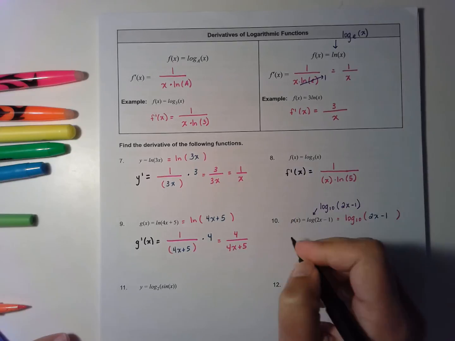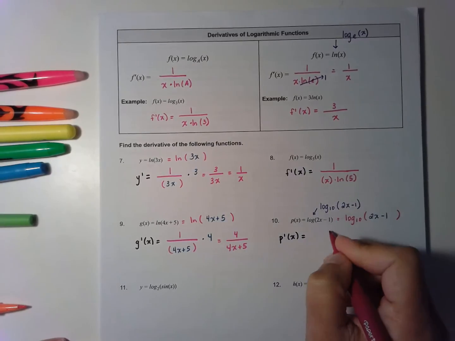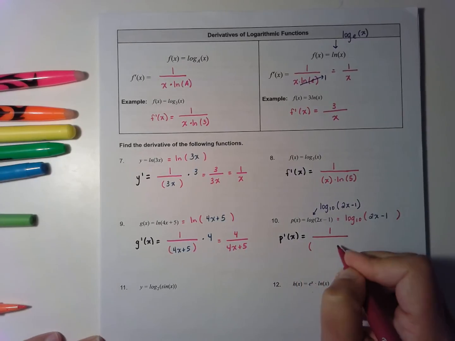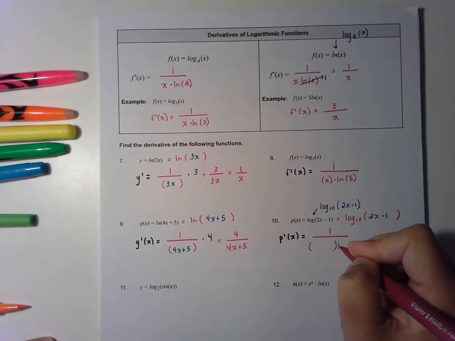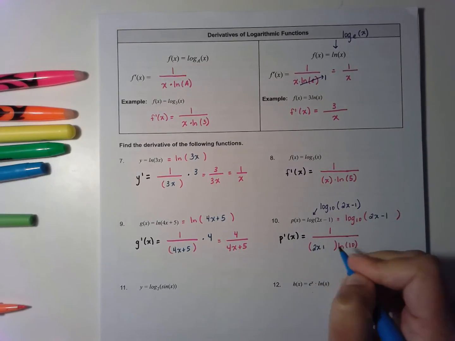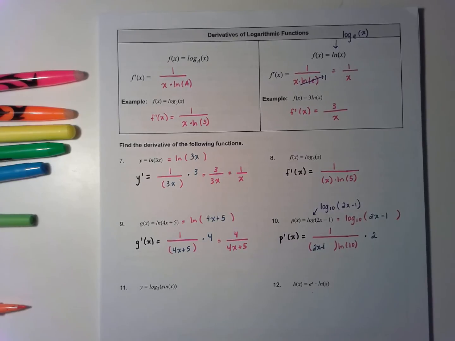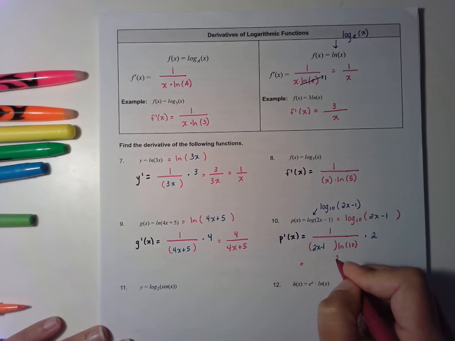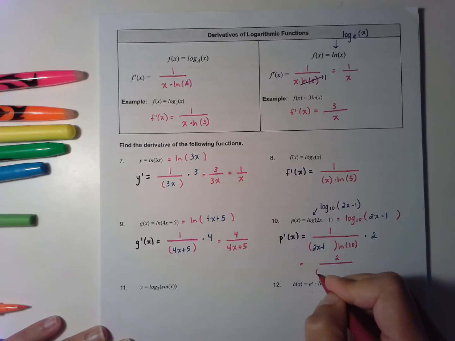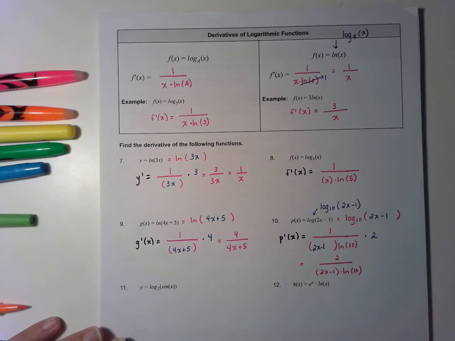The derivative would be 1 over the stuff, which in this case is just 2x minus 1, times the natural log of the base, which is 10. And again, the stuff doesn't change. Chain rule says take the derivative of the outside, leave the inside alone, times the derivative of the inside, which is 2. So if I wanted to write this in a simpler way, you might see it written as 2 over parentheses 2x minus 1 times the natural log of 10.